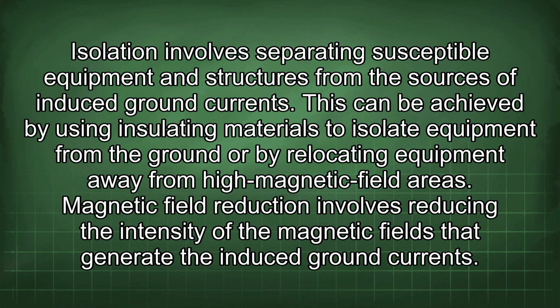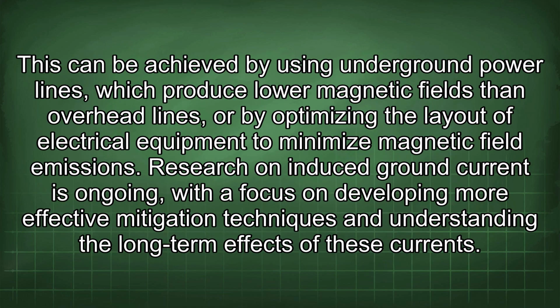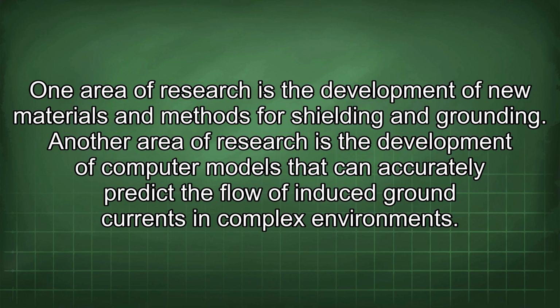Magnetic field reduction involves reducing the intensity of the magnetic fields that generate the induced ground currents. This can be achieved by using underground power lines, which produce lower magnetic fields than overhead lines, or by optimizing the layout of electrical equipment to minimize magnetic field emissions. Research on induced ground current is ongoing, with a focus on developing more effective mitigation techniques and understanding the long-term effects of these currents. One area of research is the development of new materials and methods for shielding and grounding.